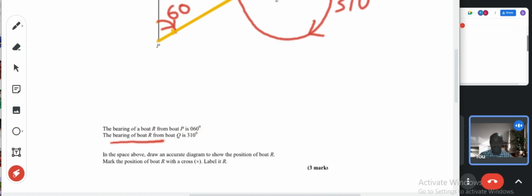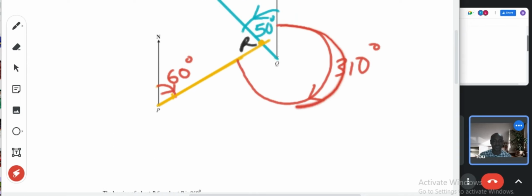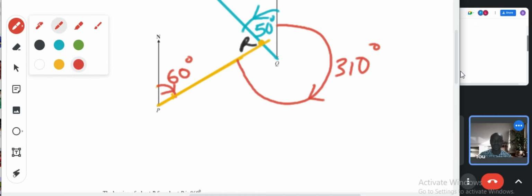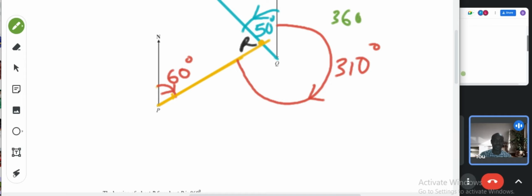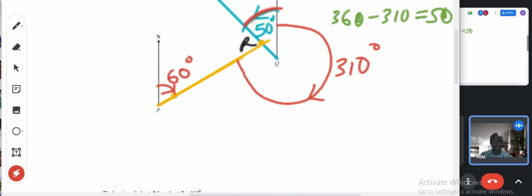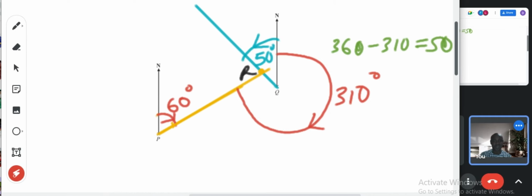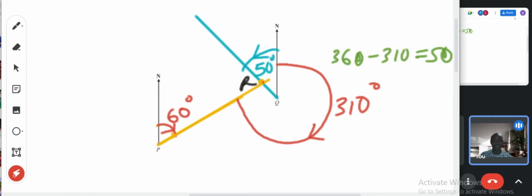Then it says the bearing of R from Q is 310. And I told you bearing measurement must be clockwise. So 310 degrees clockwise is the same thing as 50 degrees anti-clockwise. I think what you just did was 360 minus 310, isn't it? Yeah. Okay, 360 minus 310 will give you 50 degrees anti-clockwise. So you just measure 50 degrees anti-clockwise and then draw a line. Wherever the cut is, that is the position R.